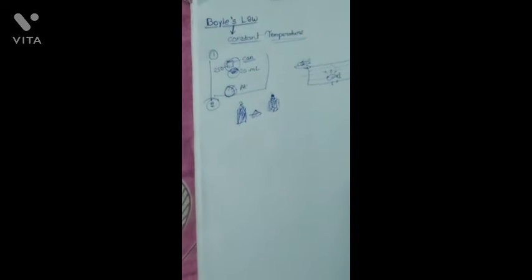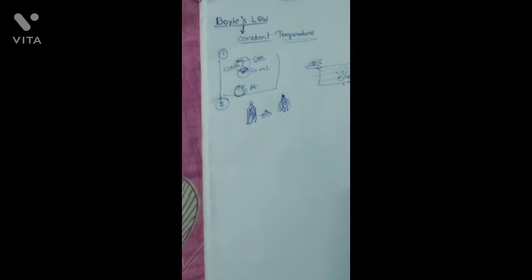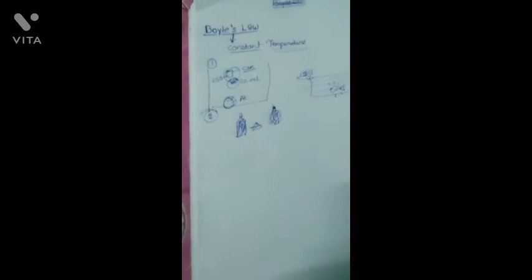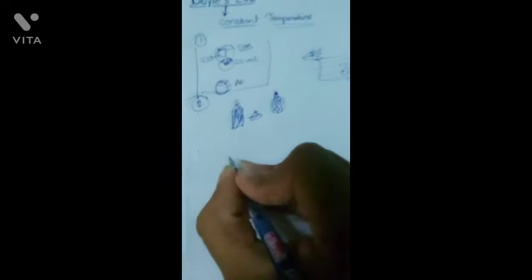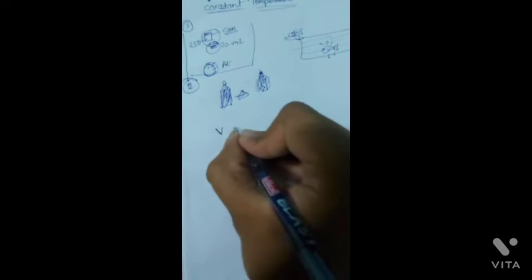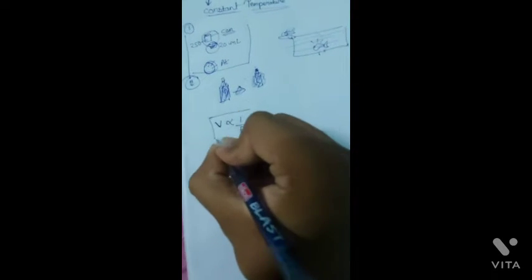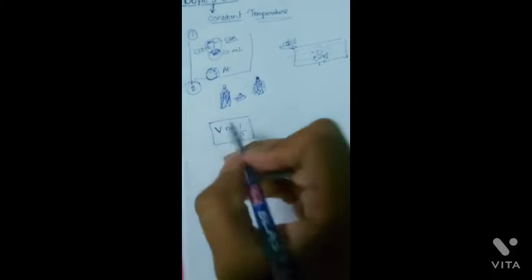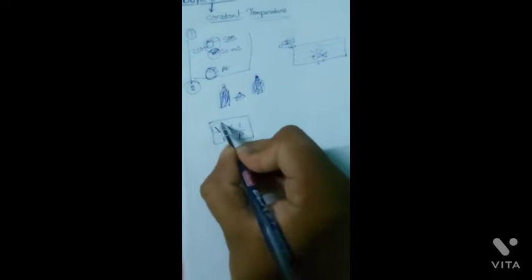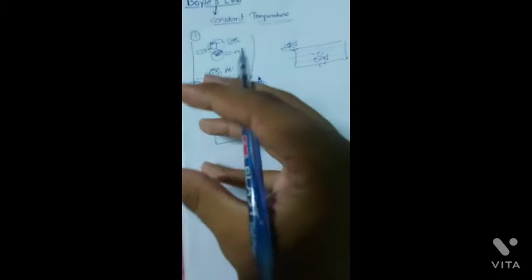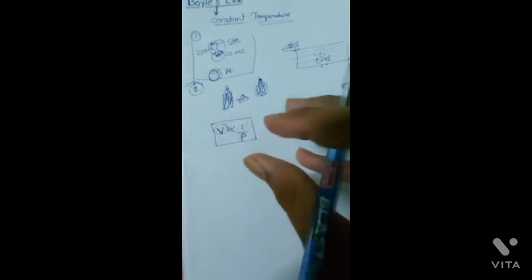The volume of a given mass of dry gas is inversely proportional to its pressure, provided that the temperature remains constant. So this means volume is directly proportional to 1 by P, where P means pressure. This is Boyle's law. So volume is inversely proportional to pressure. That means with the increase in volume, pressure will decrease, and with the increase in pressure, volume will decrease.